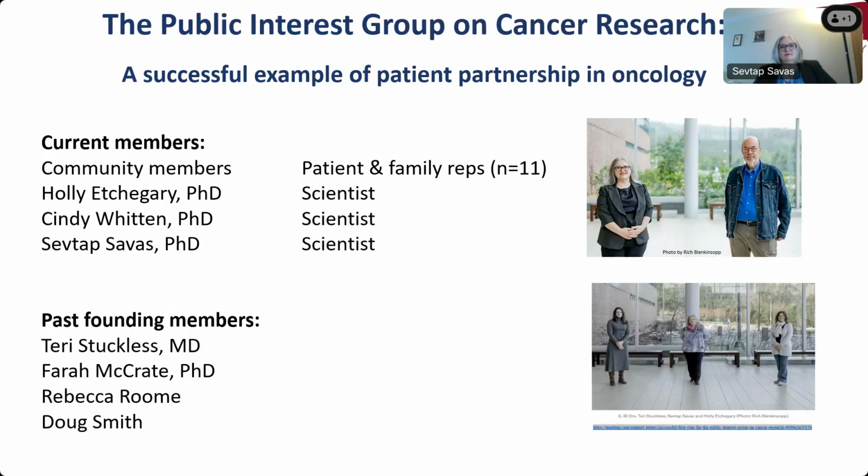So to start with, what is the Public Interest Group on Cancer Research? It's a very successful public scientist collaboration in Newfoundland and Labrador. We were created in 2021 and currently have 11 public members who are either diagnosed with cancer or have family members diagnosed with cancer, and 3 scientists. When the group was created, the founding members paid extra attention to diversity, inclusion, and equity. Hence, we have a wide range of representation in terms of age, sex, and geographic location. We also have representatives from the 2S LGBTQIA+ community, Indigenous peoples, immigrants, non-white folks, and individuals affected by a variety of cancers. As you will see in the next slides, our group is very dynamic, successful, and productive. Next slide, please.